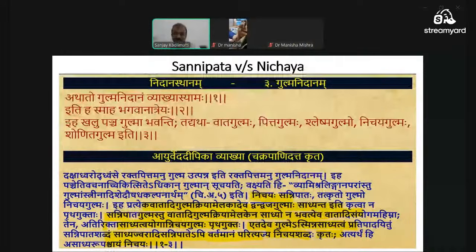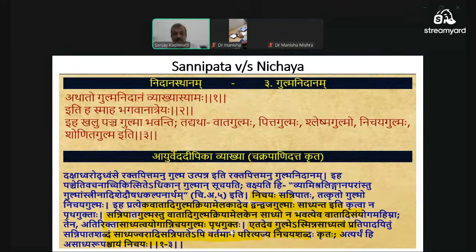If my cursor is visible, or else you can also just see here. Iha khalu panchagulma bhavanti tadyatha vata pitta shleshma nichaya gulma. No Sannipata gulma. Nichaya gulma. Last one is Shonita gulma. Now why is Nichaya what is used? Nobody cares about this, but it's very important, I'm telling you, for clinical practice. See here, the commentary, I have marked it in yellow. Nichaya, Sannipata. So both are the same, means what is the difference then? Nichaya is also Sannipata. But there should be something different. What is different?